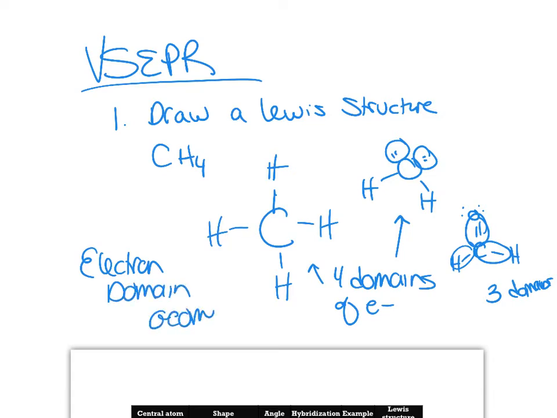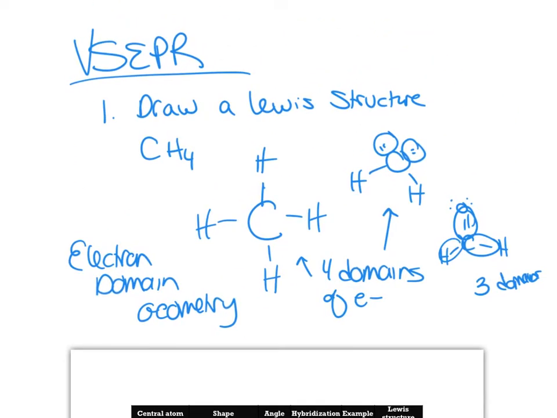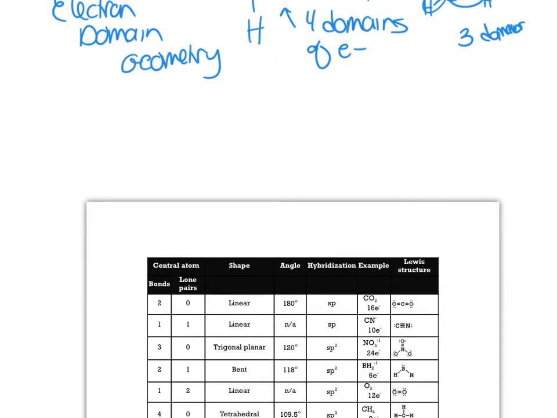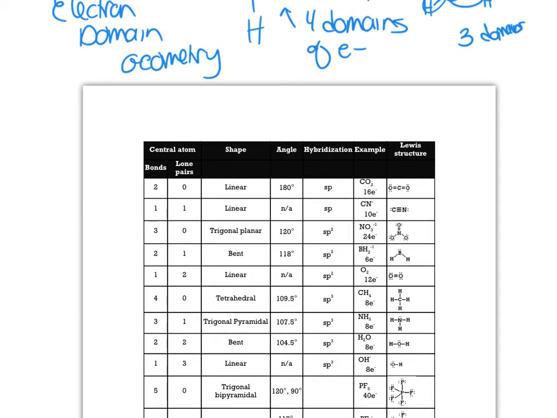geometry. You're going to use this sheet for now until you memorize it. This sheet has some electron domain geometry on it. The electron domain geometries are the ones that are at the top of each area. So you can have 5 different electron domain geometries. You can have linear, you can have trigonal planar, you can have tetrahedral.